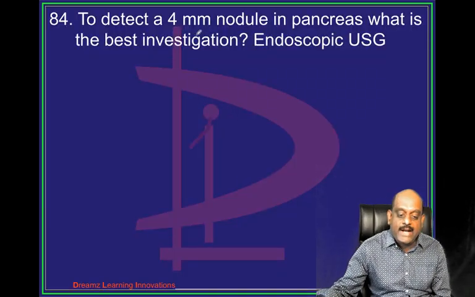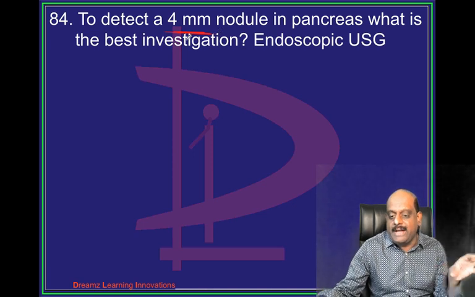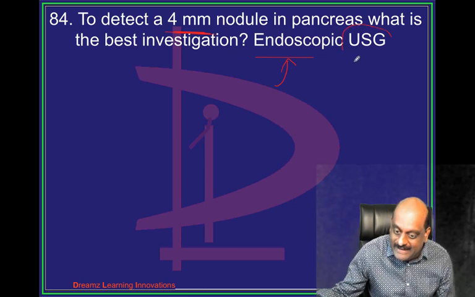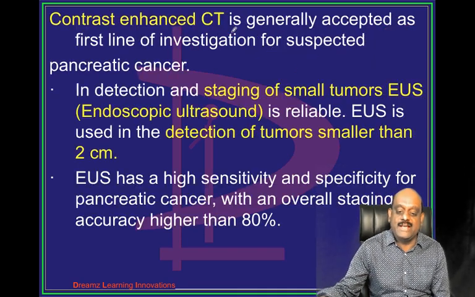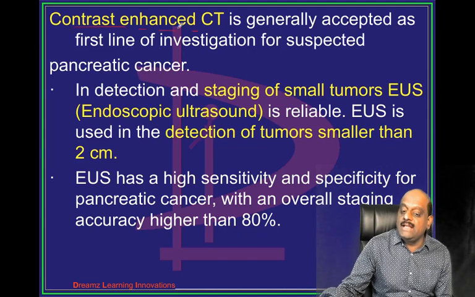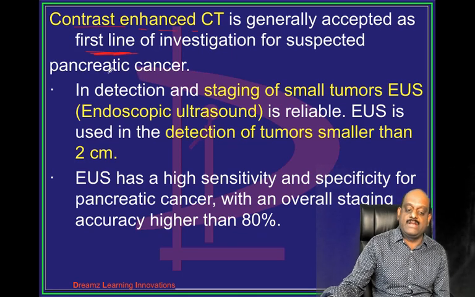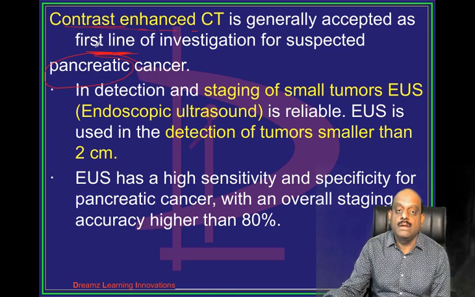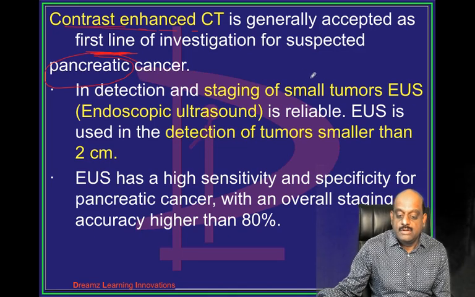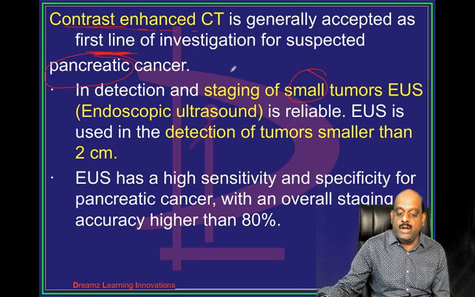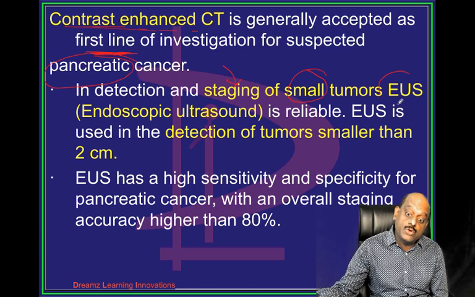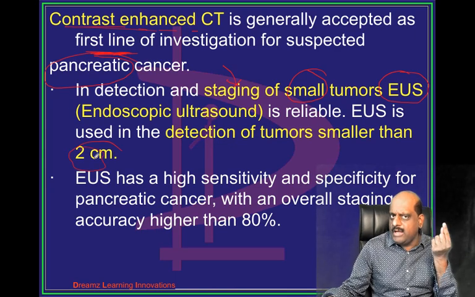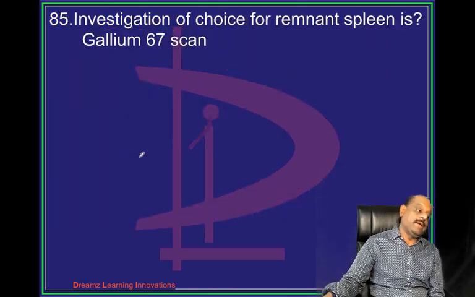Now, to detect a 4 millimeter nodule in the pancreas, what is the best investigation, doctor? Endoscopic ultrasound is the wonderful investigation. Generally, contrast enhanced CT is accepted as the first line investigation whenever you are suspecting pancreatic cancer. Then small tumors, if you want to detect them and stage them, endoscopic ultrasound is good because it can detect tumors as small as 2 centimeters, is what you need to remember.